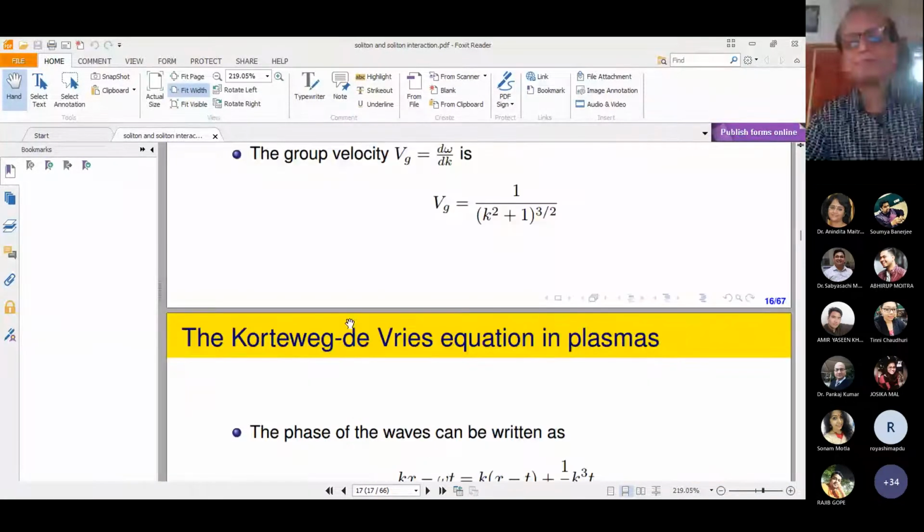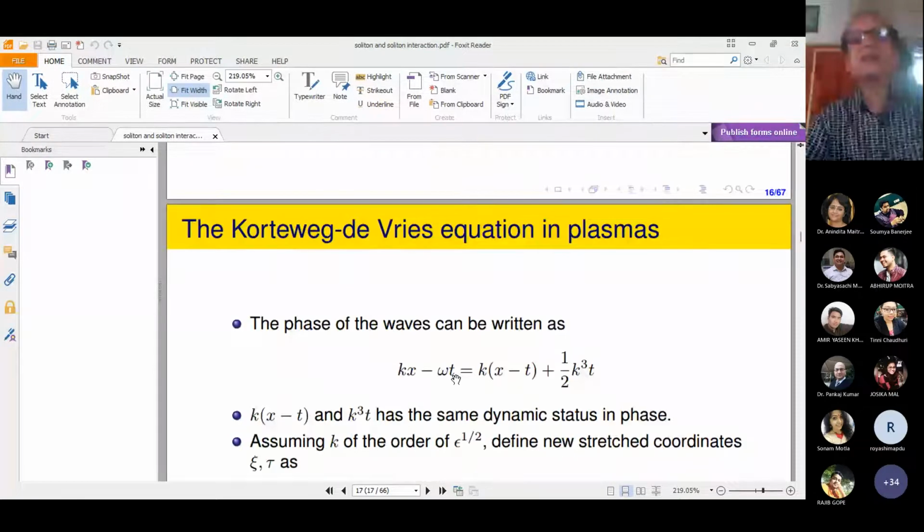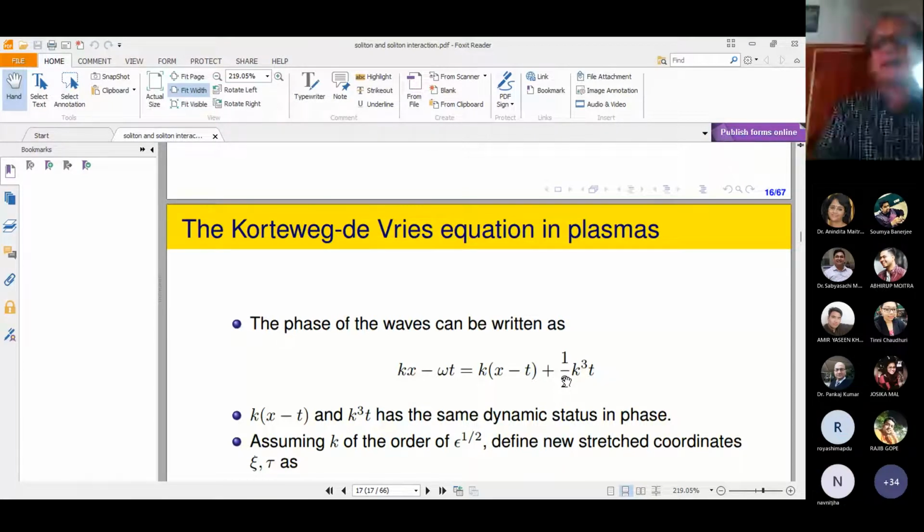So what will be the phase? kx minus omega t is the phase. The phase will become k into x minus t plus half k cube into t. See, the time t is associated with k in two ways. Time t is associated with k simply, and time t is also associated with k in the form of k cube. So dynamically, k into x minus t and k cube into t have the same dynamic status, and these two things simultaneously produce the desired wave for which we are looking.